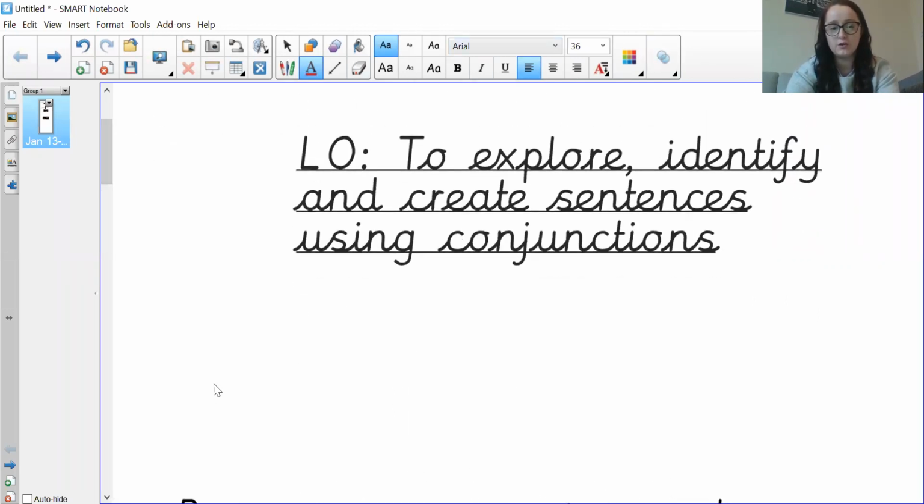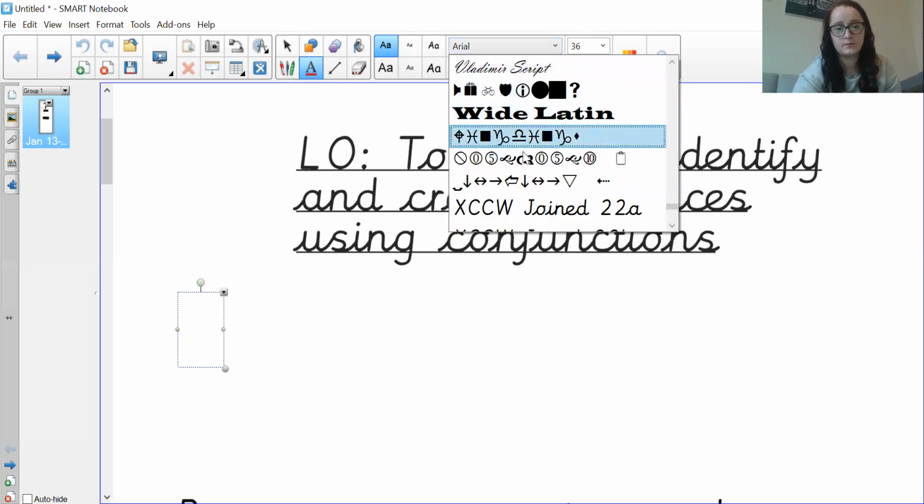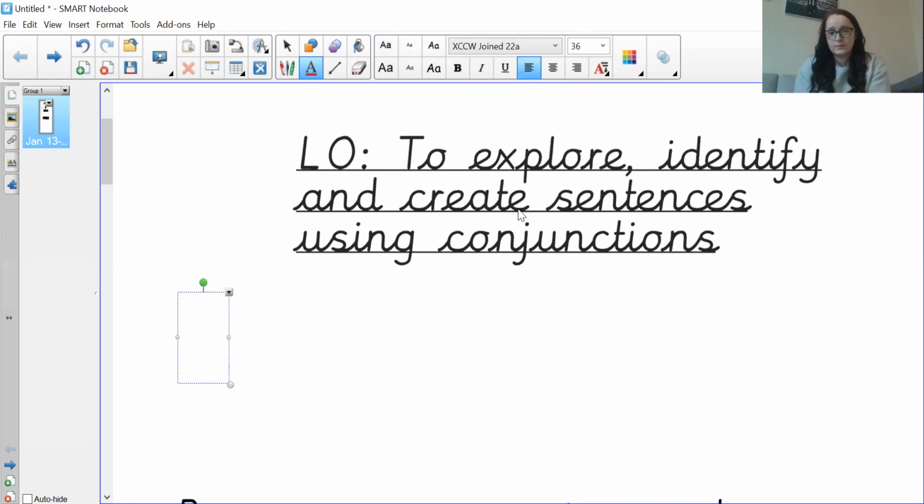So, just with your grown-ups or your brothers or sisters, have a think about all the different conjunctions and what they could be. You've just got a minute, off you go. So we know that a conjunction is a word that can join two parts of a sentence together. So we have conjunctions to help us build those sentences up.